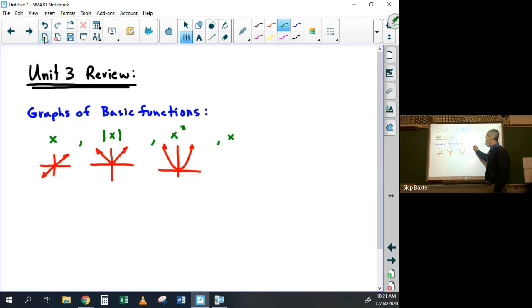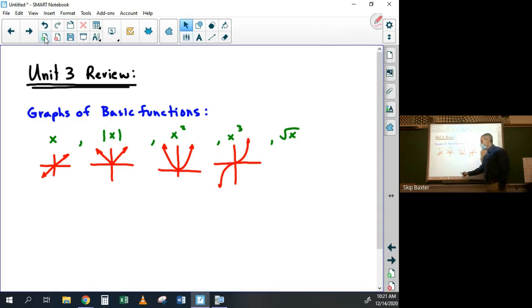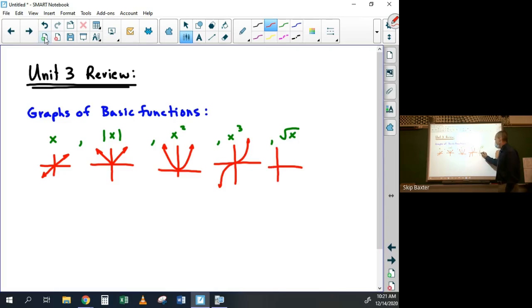X cubed, which is like this shape graph. Radical x, which is half of a parabola opening to the right. Cube root of x, which kind of looks like radical x, but it just continues over into the third quadrant, like that.